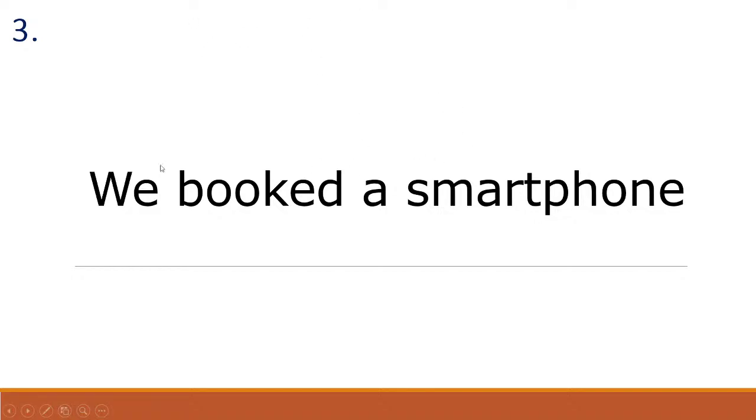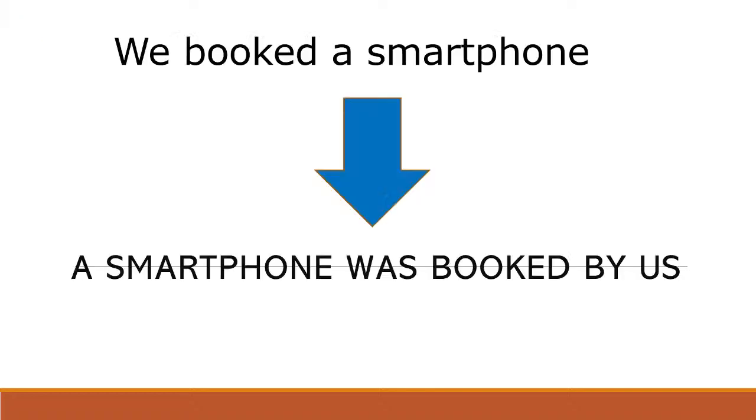So now the object will become subject. So a smartphone. As booked is in the past tense, we should add was or were, but smartphone is in singular number. So a smartphone was. Then booked, the pp form of booked is also booked. A smartphone was booked by, we will become us, right? So this is the sentence: a smartphone was booked by us.